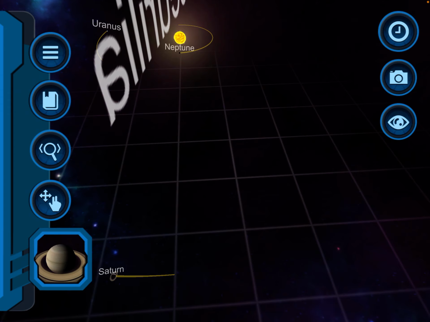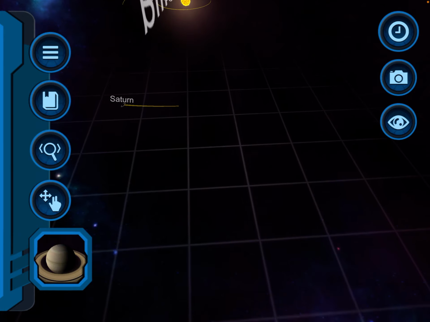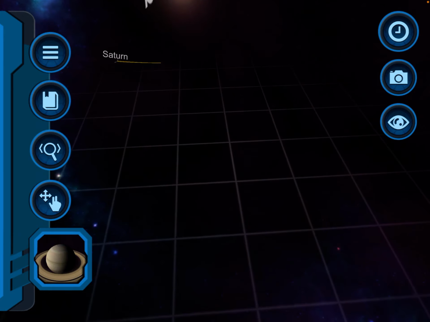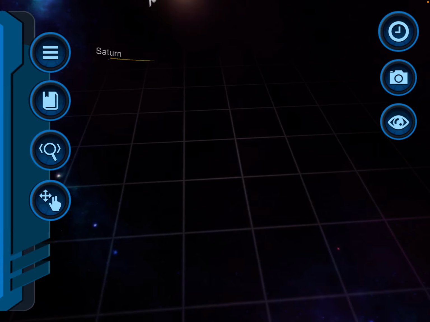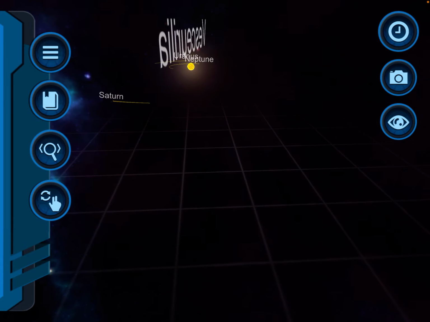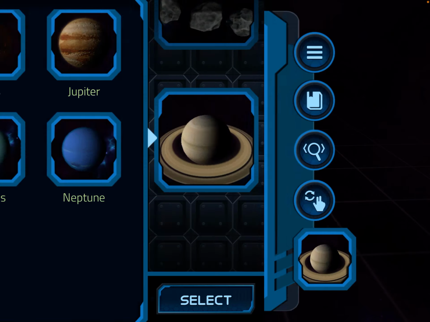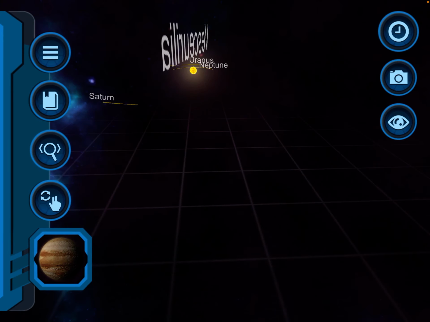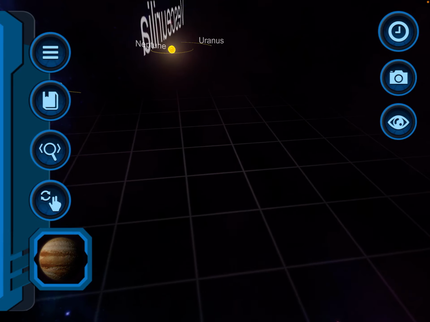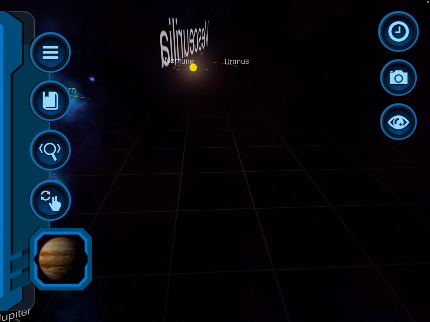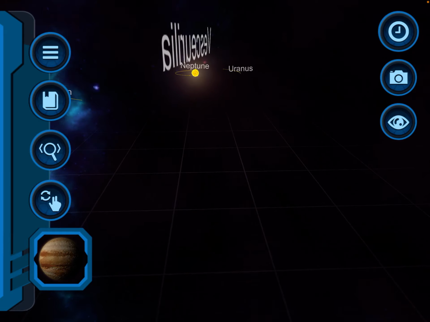Let me get rid of this. That's kind of distracting. Jupiter be right here. Which one's in like the right spot? The asteroid belt would still be in the same spot. Whoops. No, the game's glitching.